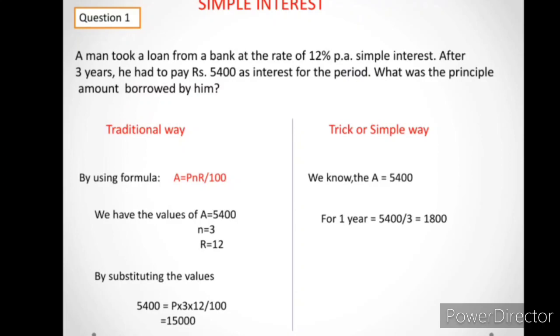Okay, so we know the interest rate is 12%. So 12% of the principal is equal to 1800. By that, calculating 100% of the principal is very easy, right? Using 12% of principal equal to 1800, we can calculate 100% of P easily, that is P equal to 1800 by 12 into 100, and we get the answer, that is 15,000. That is the simple way by which we can solve the problem easily within 30 seconds. For that you must read the question properly and understand the condition properly.